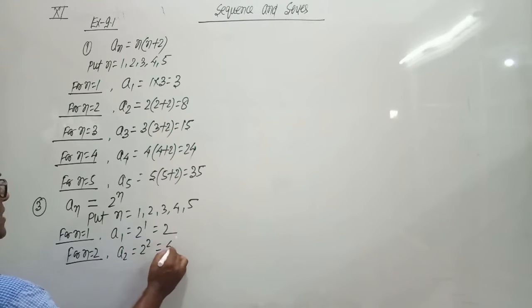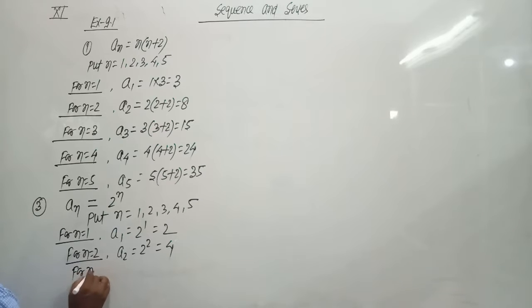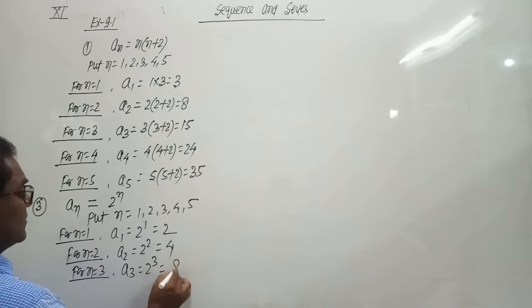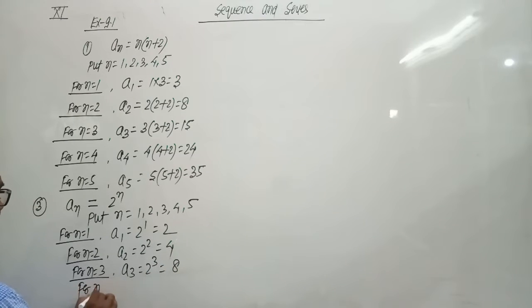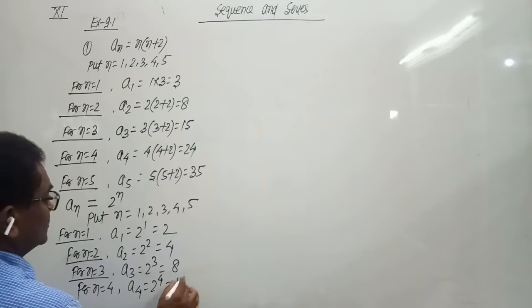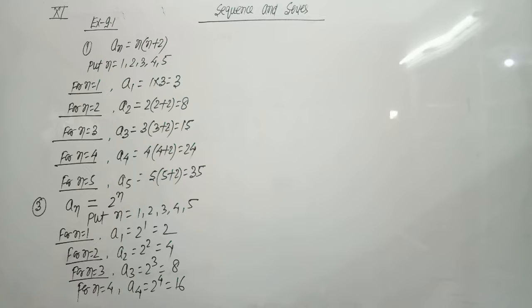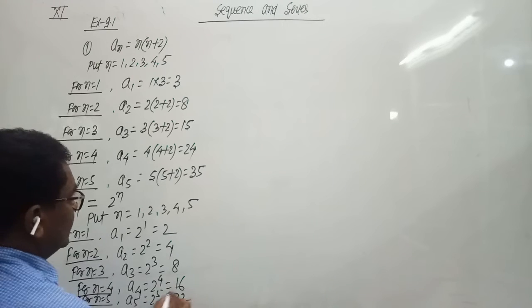that is 2 squared, 4. For n equals 3, we get the third term of the sequence, 2 raised to the power 3, 8, and for n equals 4, we get the fourth term, 2 raised to the power 4, that is 16. Similarly, for n equals 5, A5 equals 2 raised to the power 5, that is 32.